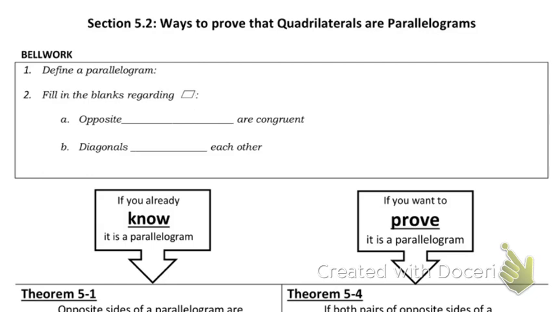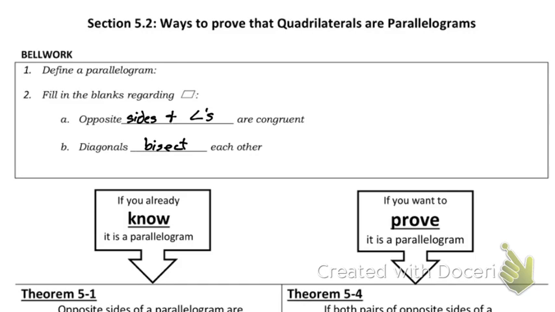Then in those theorems, this is where we can say that extra stuff, that opposite sides and angles are congruent. And diagonals bisect each other. Has to be bisect, not intersect. I was talking about that in the other class. Intersect just means that they hit each other. Bisect means they cut each other in half. So that's a lot more information. Bisect versus intersect.